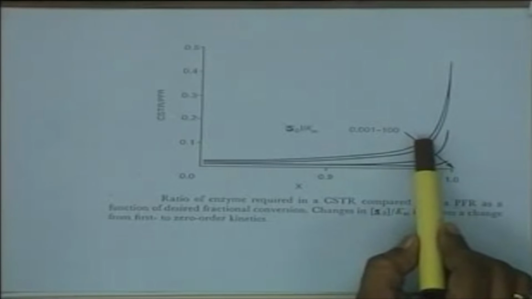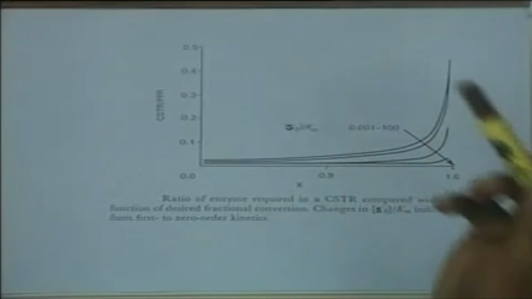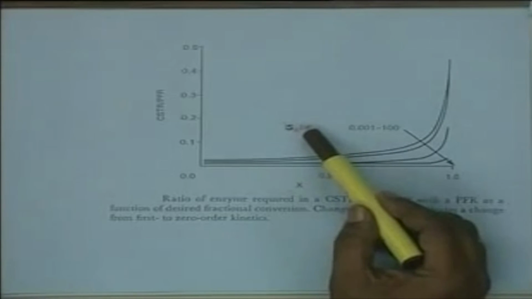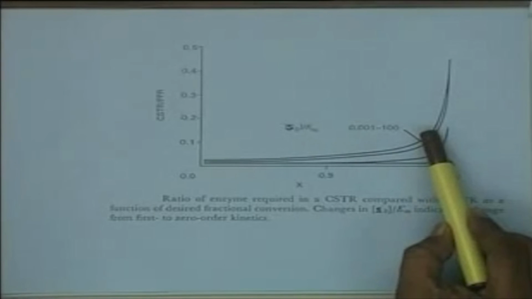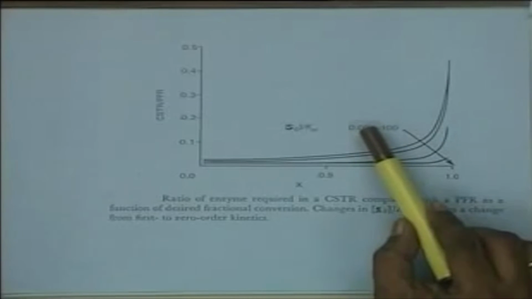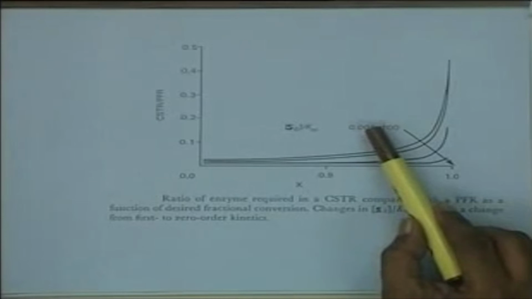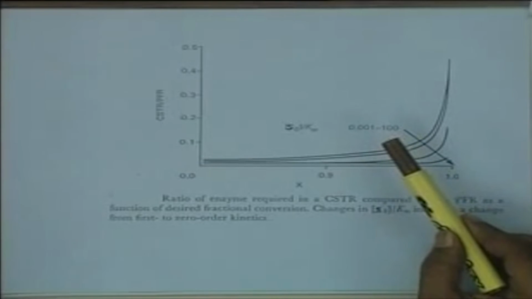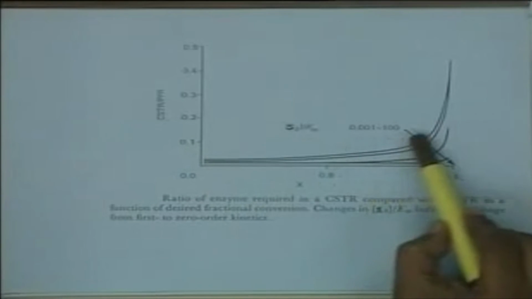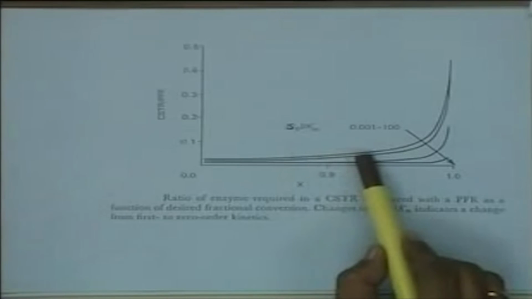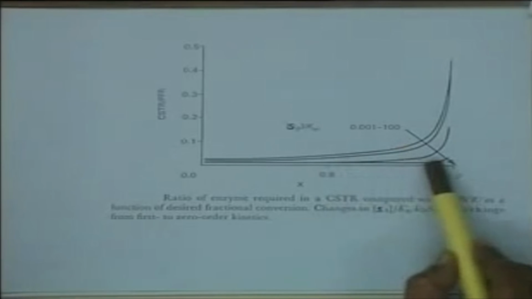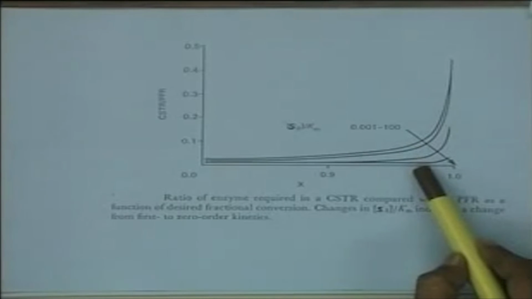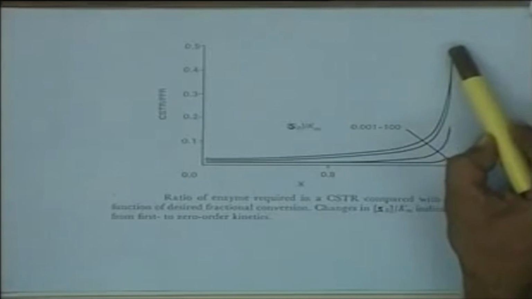In the initial stages, here instead of Km upon S0, I have plotted S0 upon Km, whatever parameter you measure. That means the top profile, the first profile, indicates a very low value of S0 upon Km, which means a first order enzyme. The top profile relates to a first order enzyme, that means as the fractional conversion increases, the relative quantity required also increases, and towards the final phases of the fractional conversion, the quantity very significantly goes up.